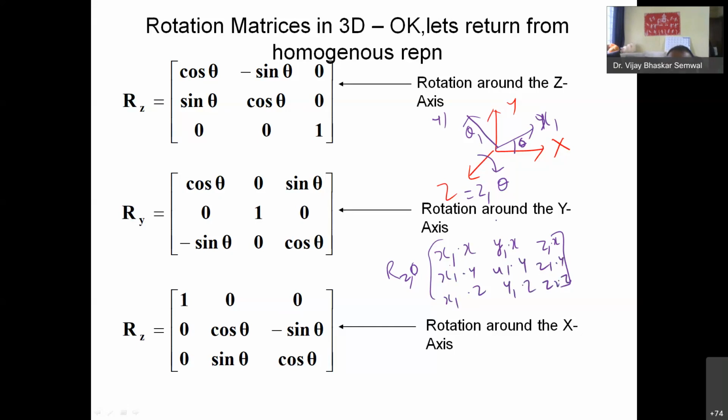So x1 and x0 there is just cos theta. Y1 and x is 90 plus theta, so this is your sin theta, minus sin theta. And z1 and x1, what is it? Exactly, z and x is 90 degree, and z1 and x1 is cos 90, which is 0.